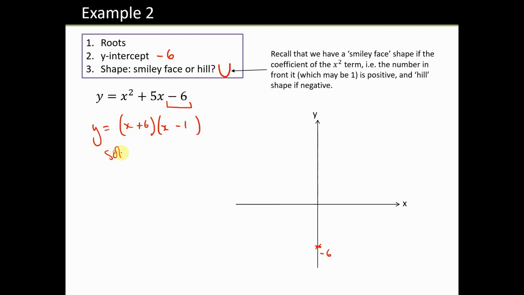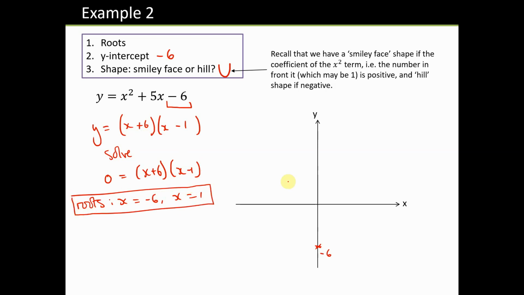So I need to then solve this, so set it equal to 0. You might be able to just tell what the solutions are from this, but it's really important to show this line of working. So then my solutions or my roots are x equals minus 6 and x equals 1. I can mark that on, so minus 6 and 1.